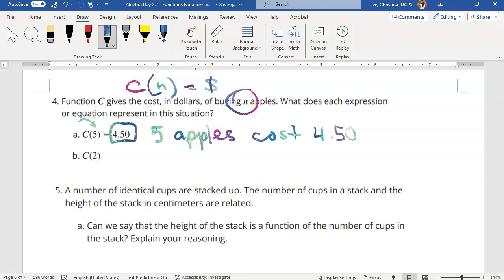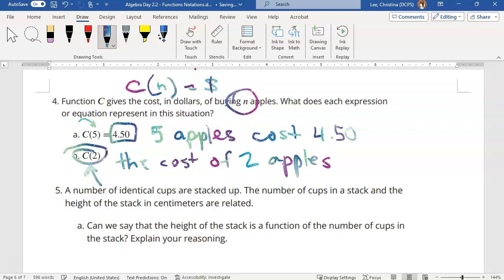So C of 2 represents the cost of 2 apples, which we aren't given in this, so we don't know, but we know that this whole thing is going to represent the cost of 2 apples.